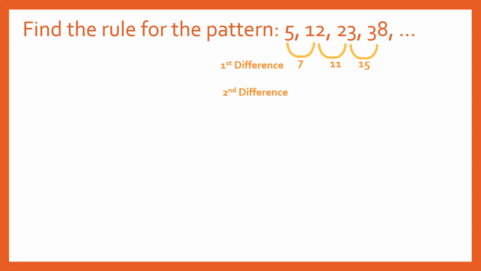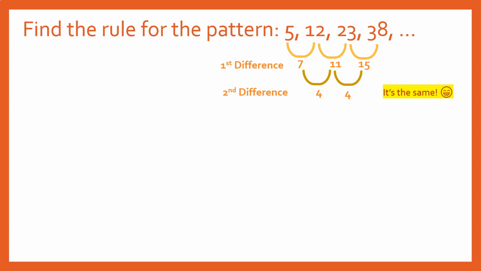Between those terms, you'll see it's 4. And between the next two differences, it is also 4. So our second difference is the same. That's a good thing because that means it's a quadratic pattern. And so we're going to have a look at how to find the rule for a quadratic pattern.